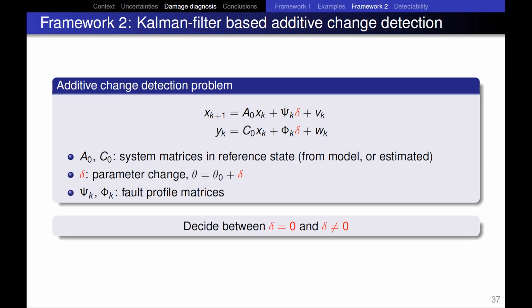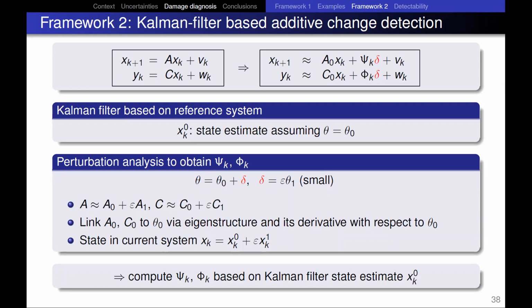So the first purpose here is to transform our problem of detecting changes in the dynamics of the system into this kind of additive change detection problem. That's done under the premise that all faults are small, that we have small changes. For that, we need our Kalman filter. So in our reference system, we set up a Kalman filter that we run on our new data and get a state estimate xk0, assuming that we're in the reference state. So we make a perturbation analysis to obtain our fault profile matrices. We assume that our change in the system is small, so epsilon is something small. If the change in the parameters is small, then also the perturbation of our system matrices is small.